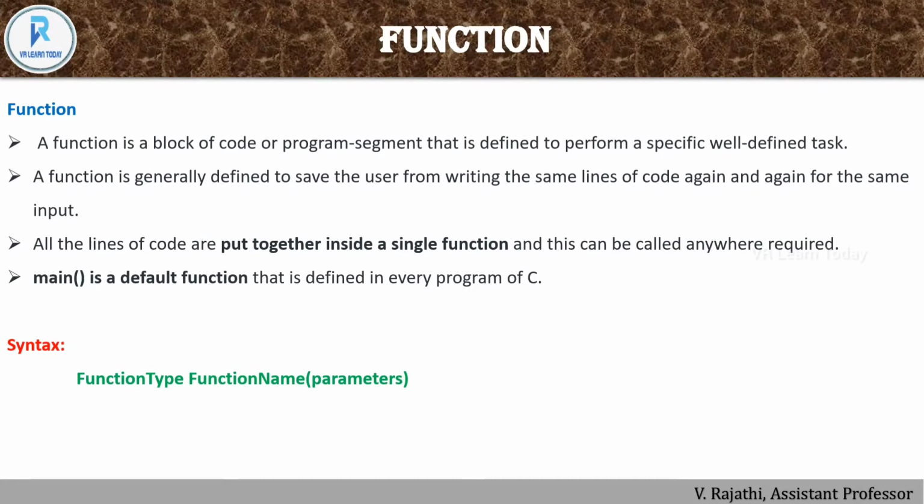First is function. A function is a block of code or program segment that is defined to perform a specific well-defined task. A function is generally defined to save the user from writing the same lines of code again and again for the same input. So all the lines of code are put together inside a single function, and this can be called anywhere required. Main is a default function that is defined in every C program. And this is the syntax: function type, function name, and inside the brackets we have to give the parameters.